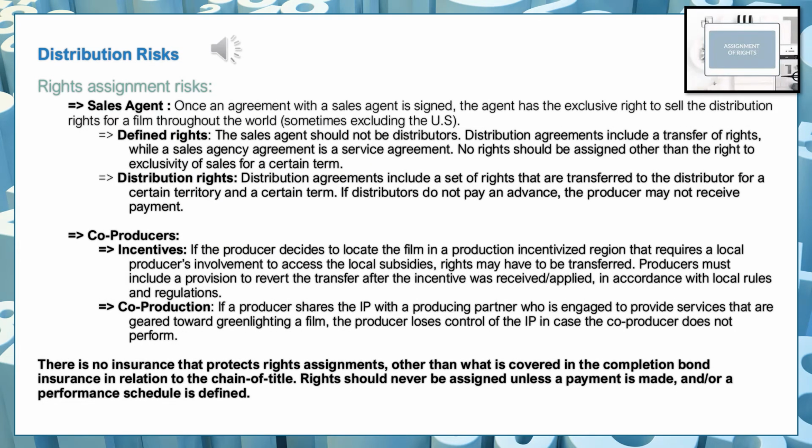We have covered some of this in our pitfalls of distribution, but it can't hurt to refresh this. We talked about the fact that the sales agent is not a distributor. Therefore, there should not be any rights assignments that is applicable here. The sales agent should only work on behalf of the producer in selling the film on behalf of the producer. They do not have to have any rights to the film other than having the exclusive right to sell.